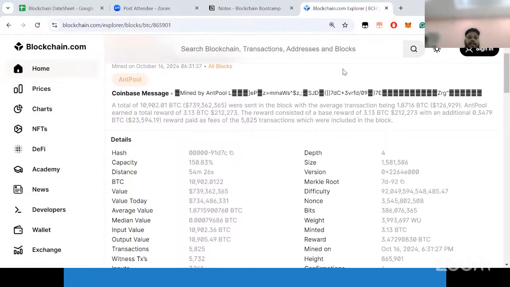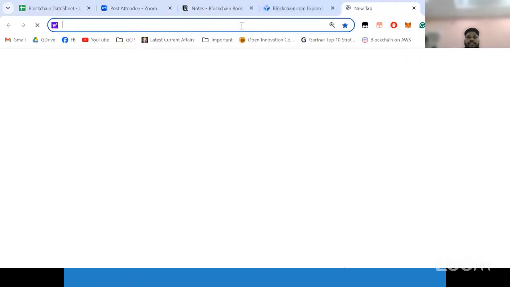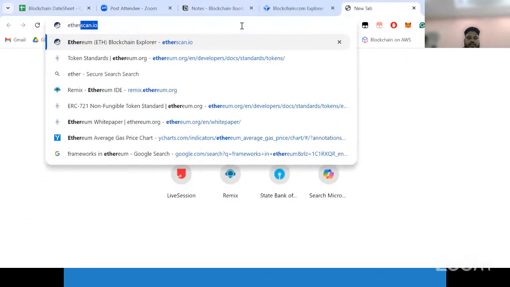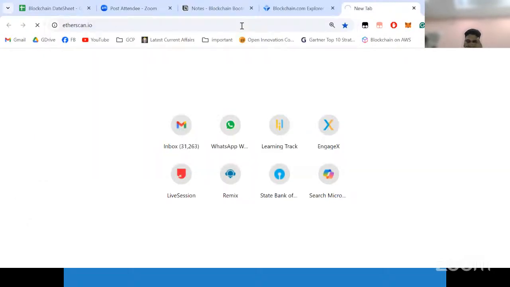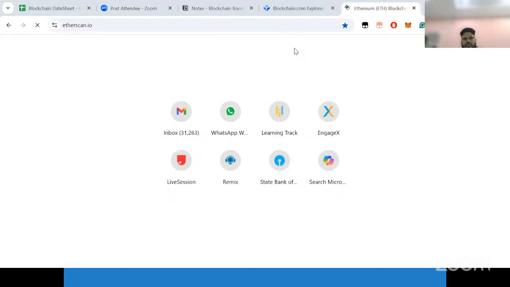Ethereum, you can check it in Etherscan. There is a platform called Etherscan. See here, etherscan.io is for the Ethereum platform. You can always go to etherscan.io and check the Ethereum platforms from there. DeFi, I will explain it in a while, no worries. DeFi is decentralized finance, which we will look into in a while.